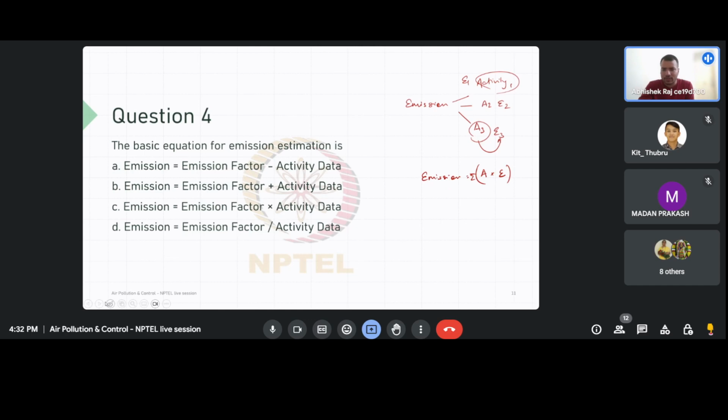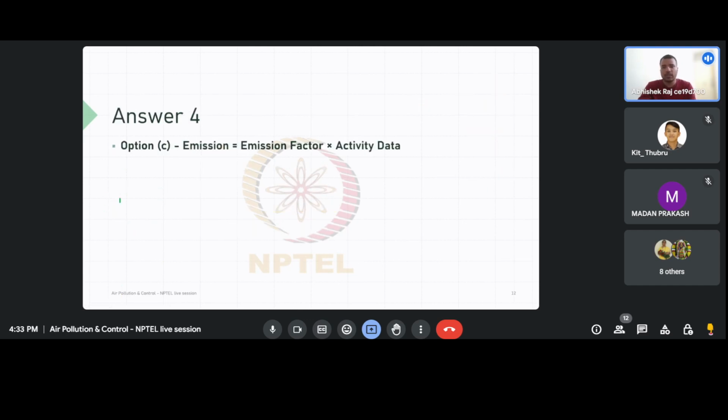I think everyone answered it correctly. Emissions will be equal to the emission factor, which is per unit of the activity, and then we have the activity data. We take the product of them and get the emissions from that particular activity. The correct answer is option C here, which is emission is equal to emission factor into activity data.